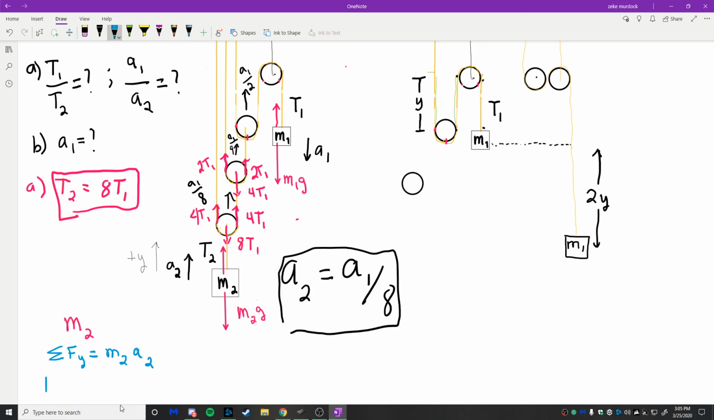So we'll say T2 minus M2G is equal to M2 multiplied by A2. Hope that makes sense to you guys.